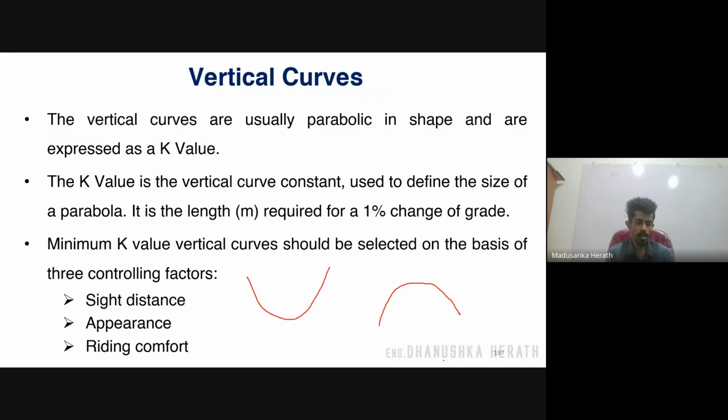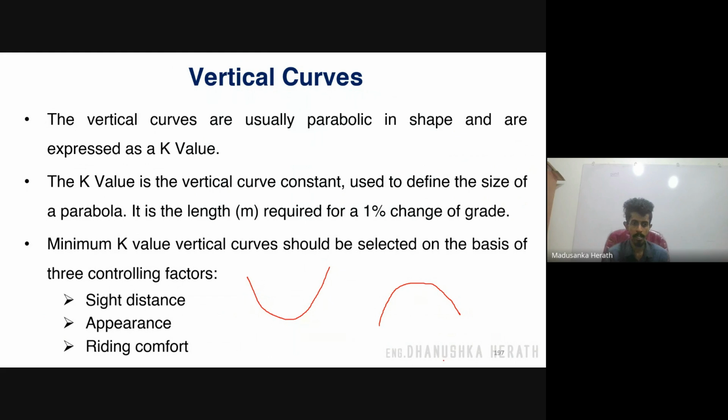Right? So they are expressed by using a k value. The k value is the vertical curve constant. So we call it the vertical curve constant used to define the size of a parabola. It is the length in meters required for a 1% change of gradient. මේ gradient එක 1% change වෙන්න නම් තියෙන්න ඕන distance එකට තමයි k කියලා කියන්නේ.